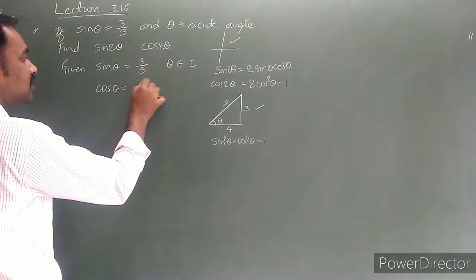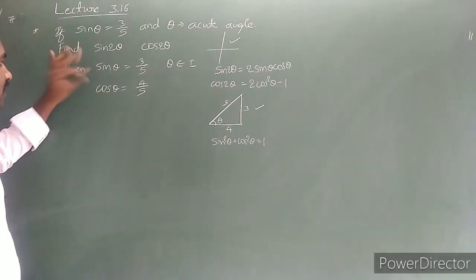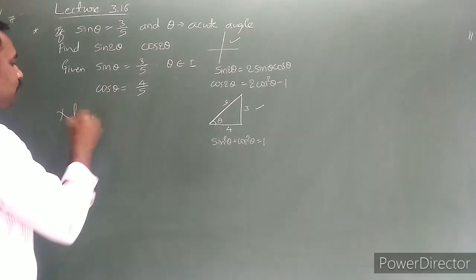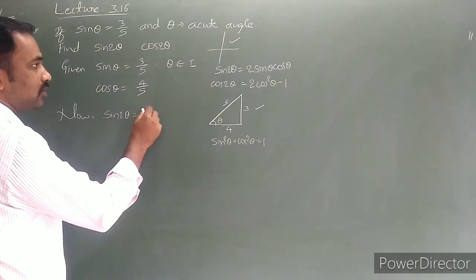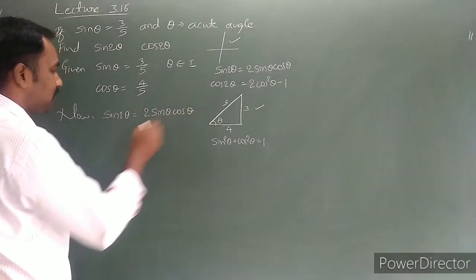What will be the cos of theta? Directly adjacent divided by hypotenuse. It is a positive quantity. Okay. Sin theta we have, cos theta we have. Now we need to find the sin of 2 theta. What is the sin of 2 theta? One more time, mention the formula: 2 sin theta into cos theta.